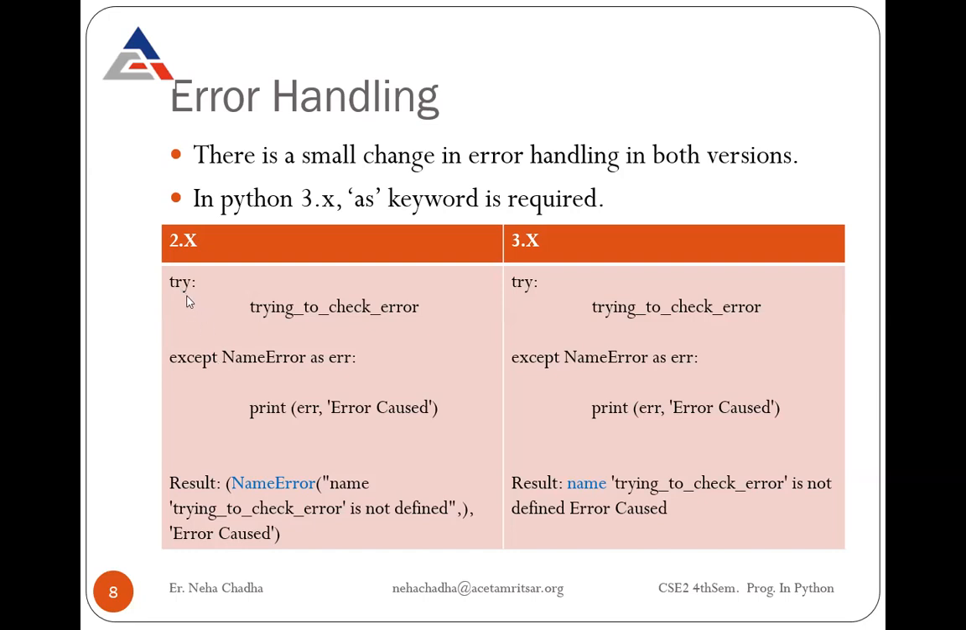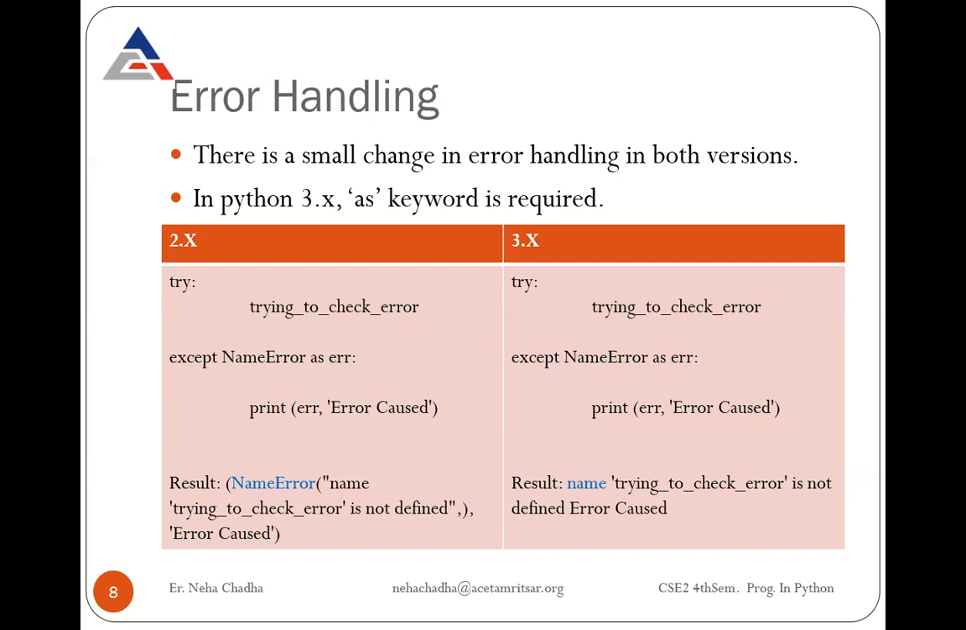I'm using the code here, try. Forget about the code that I have written here. I'm writing here try to check error, except NameError as error, print error. Suppose there is some NameError. That's why I focused on the previous slide that there is NameError, there is SyntaxError. There are types of errors available in Python, right? Suppose there is some NameError in your program.